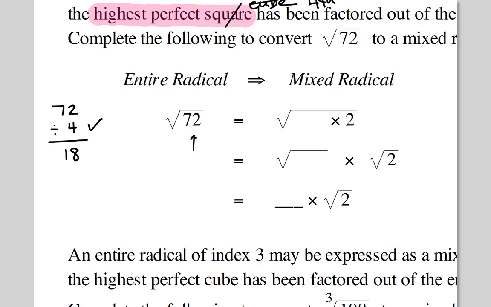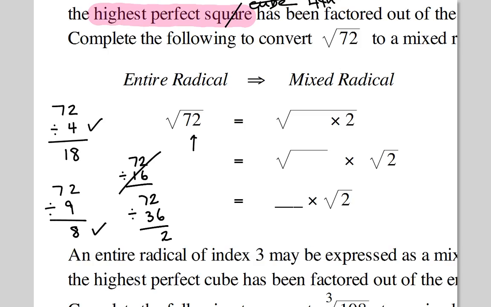Maybe there's a better one. Try 9. Oops, I should say 72. 72 divided by 9 is 8. That one will work. Is there a better one? 72, try 16. Or do you get a decimal for this one? Decimal, so not that one. What's the next one on my list? 25. I don't think 25 is going to hit that one. Next one is 36. And I get 2. So this is the one I want to go with.